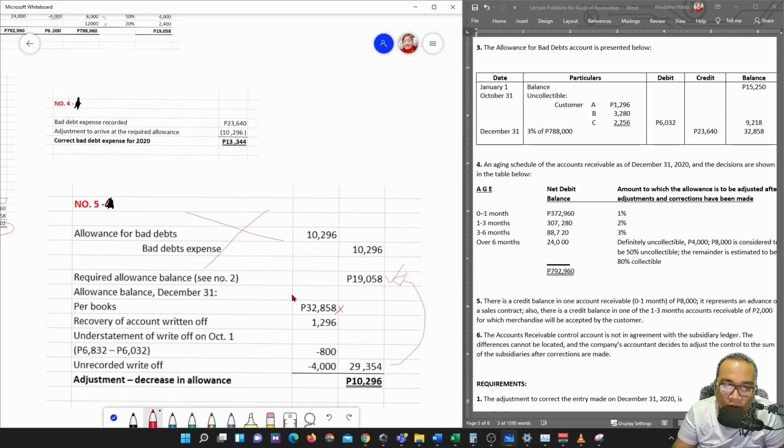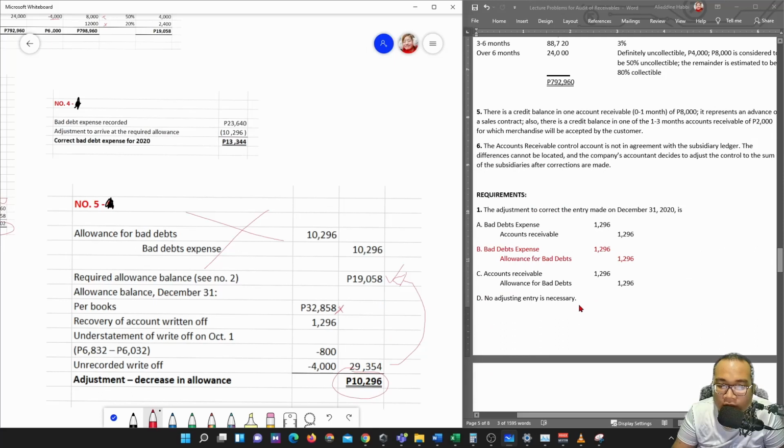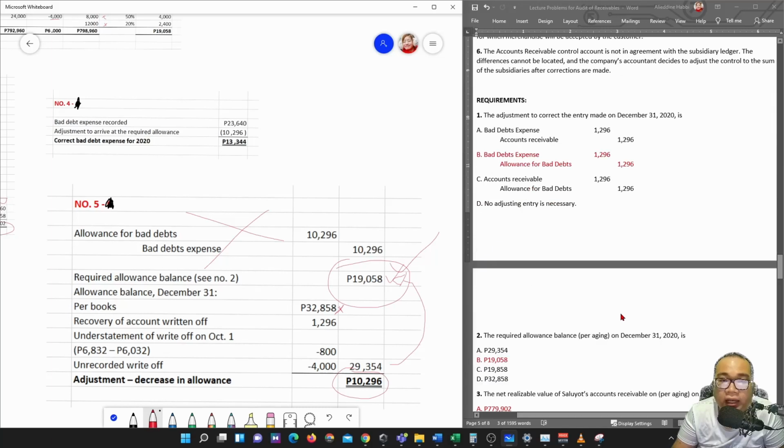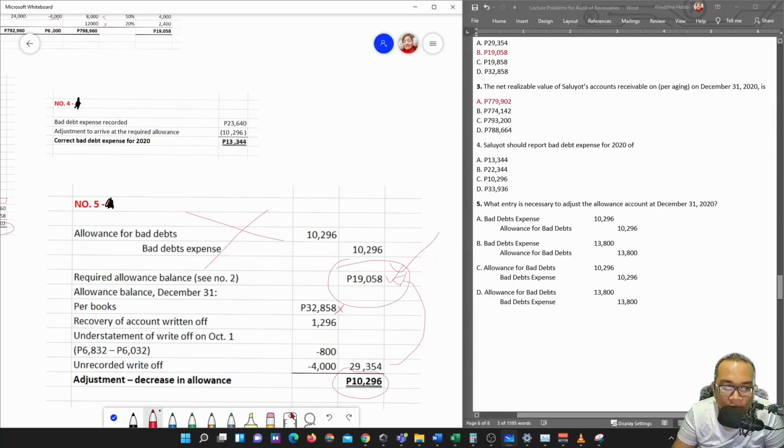Ito yung allowance recorded sa books, pero kailangan mo muna siyang i-adjust. So, ito na yung adjusted allowance balance per books. Then, meron ka ng ganun. Pero ito talaga dapat yung naka-record, required allowance mo. Ito dapat yun, pero ito yung naka-record. So, para marating yan, adjustment. Adjustment, decrease in allowance in the amount of 10,296 para maabot mo yung required allowance balance kasi ito dapat yung naka-record.